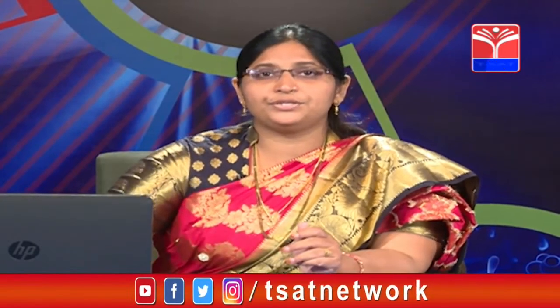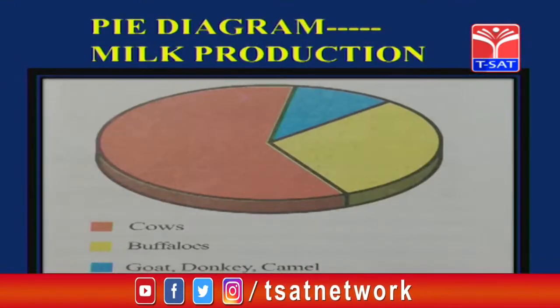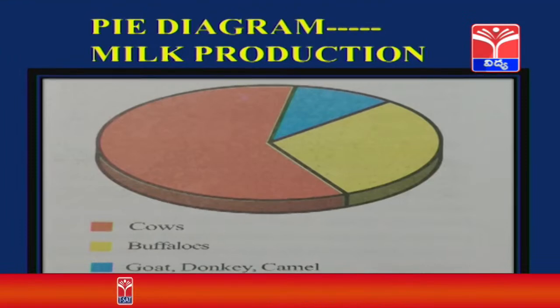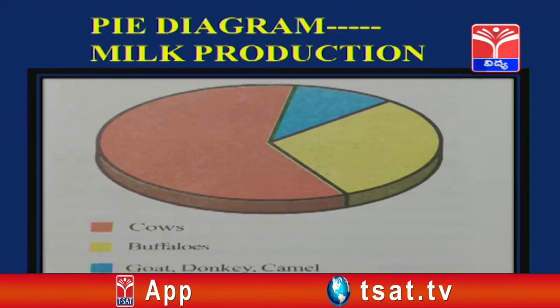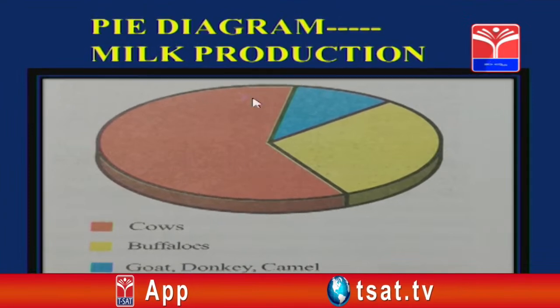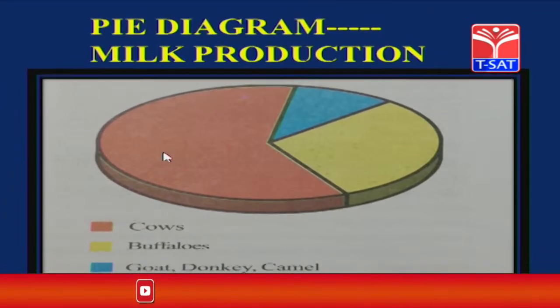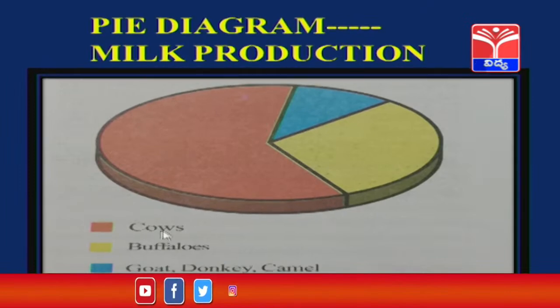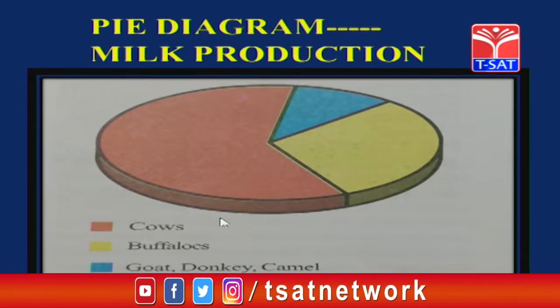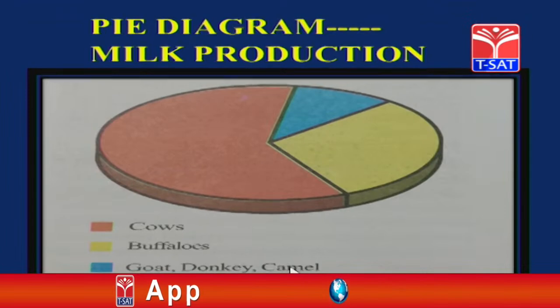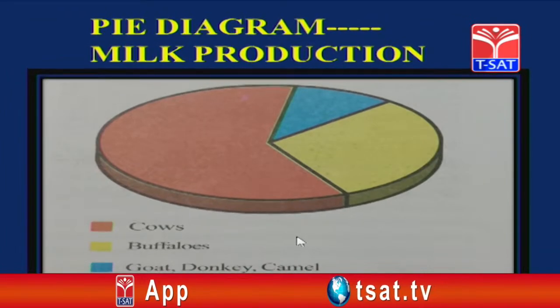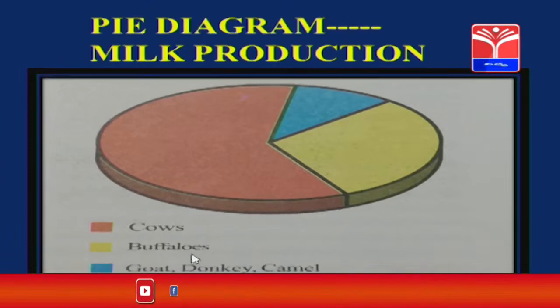Okay children, have you understood? Next, you can see a pie diagram about milk production. Milk is obtained from cows, buffaloes, goats, donkeys, camels, etc. By seeing this diagram you can say that more milk is produced by cows, whereas somewhat less is produced by buffaloes, goats and others. Camel milk is used in desert areas where the availability of camels is more.